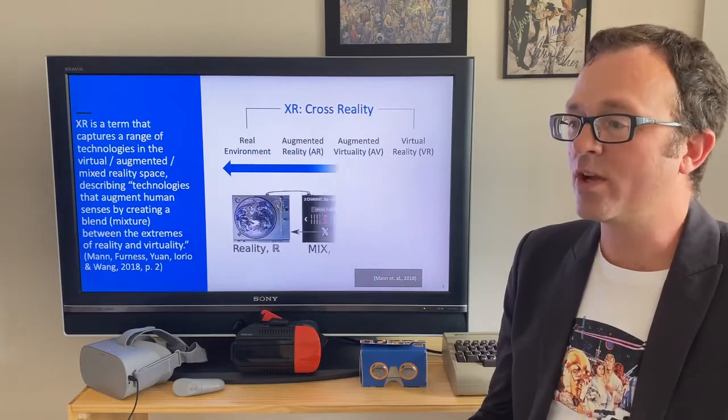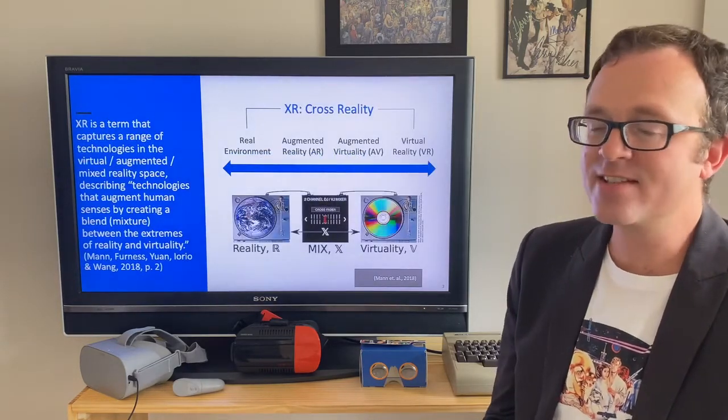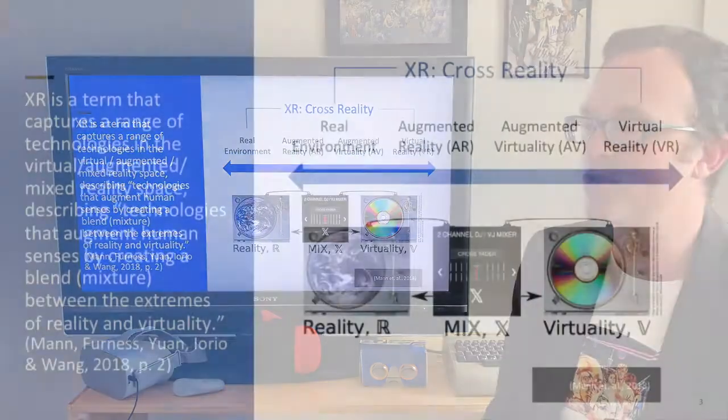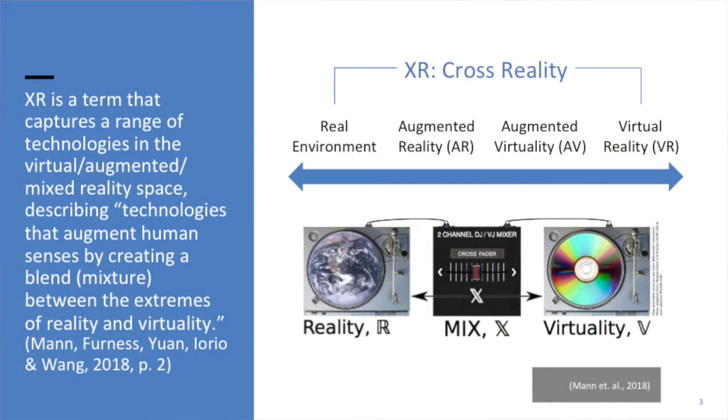Now let's look at what cross reality is. XR, or cross reality, is a term that captures a range of technologies in the virtual, augmented, and mixed reality space. It describes technologies that augment the human senses by creating a blend or a mixture between the extremes of reality and virtuality.